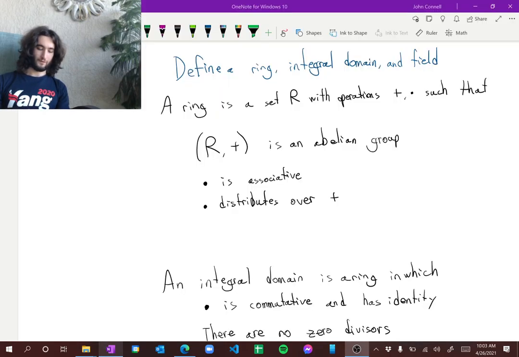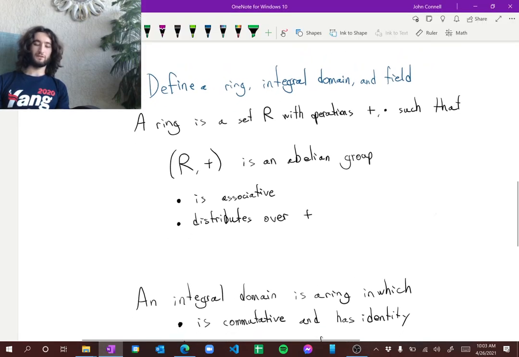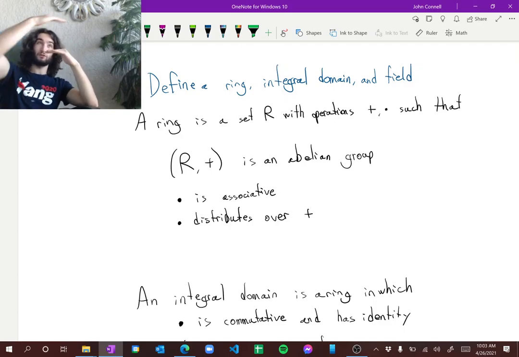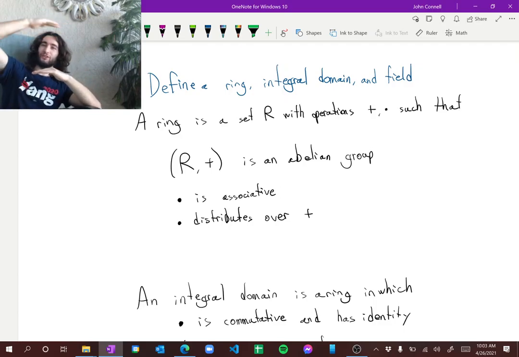Okay, number 6. Number 6 was: define a ring, an integral domain, and a field, and then provide examples of some which are not the others. So ring, integral domain, and field are increasingly specific types of algebraic structures which have two operations on them. So first of all, what is a ring?